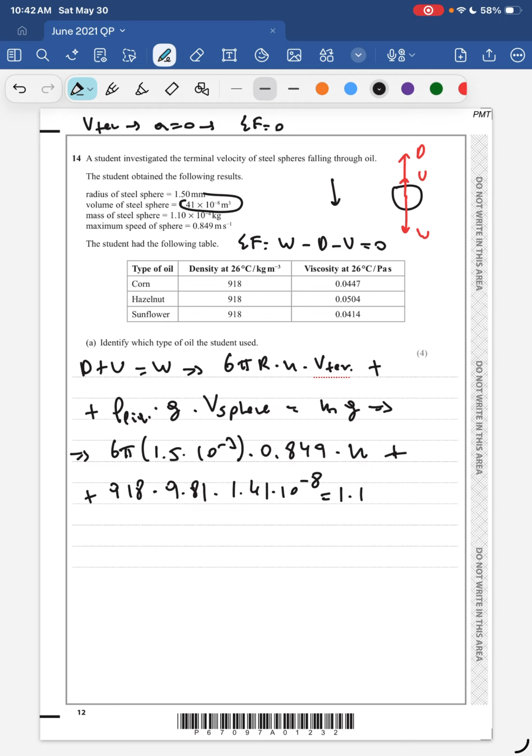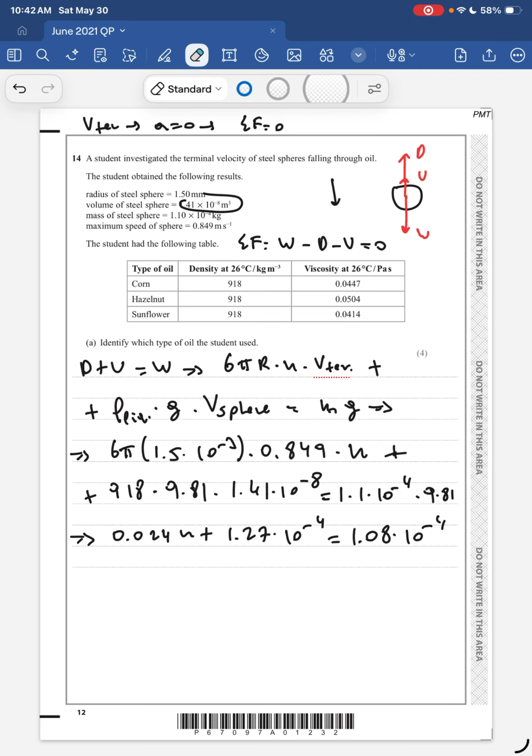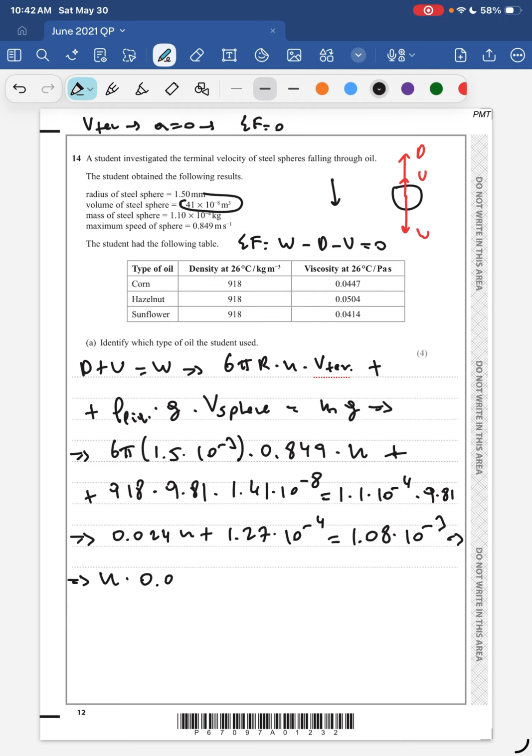Okay, and this is equal to 1.1 times 10 to the negative 4, which is the mass in kilograms of the sphere, times 9.81. Too many numbers, so it's easy to mess up this one. Okay, so 0.024 eta plus 1.27 times 10 to the negative 4 is equal to 108 times 10 to the negative 3, excuse me. Okay, so eta times 0.024 is equal to 9.52 times 10 to the negative 4.